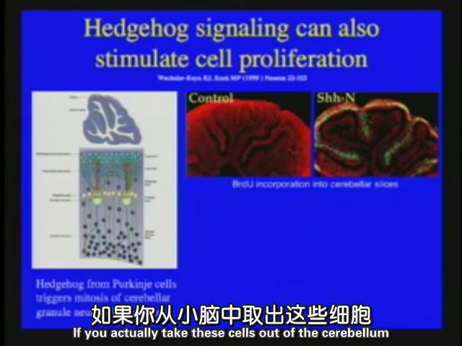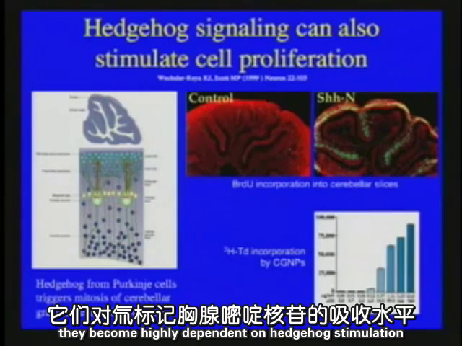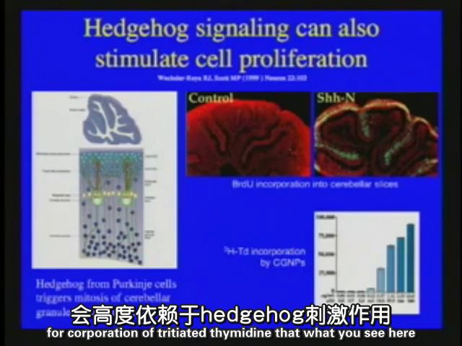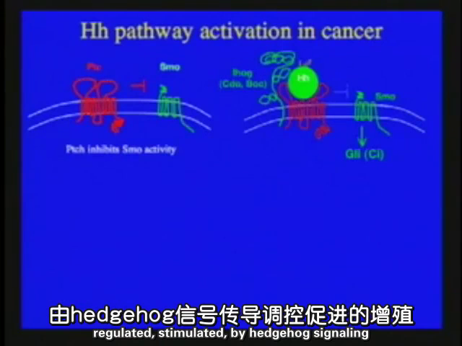If you actually take these cells out of the cerebellum and plate them, put them in culture, they become highly dependent on hedgehog stimulation for incorporation of tritiated thymidine, and that's what you see here. And so here's an example of proliferation that is regulated, stimulated by hedgehog signaling.